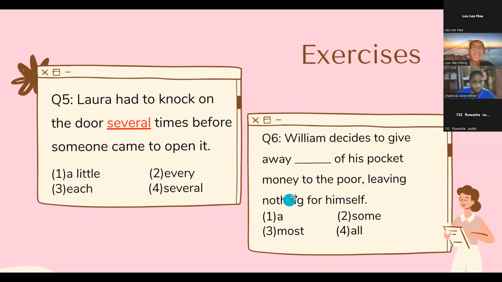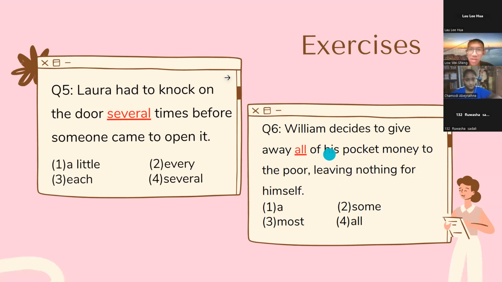Yep, that's correct. So to the person who responded some, if the second half of this sentence is not there, then you can say it's some. However, because it says that William leaves nothing for himself, that means he has nothing left. That means he gave everything away. He gave all of his pocket money away. That's the only way he can have nothing left. And so the answer is all. But it's good, good attempt.